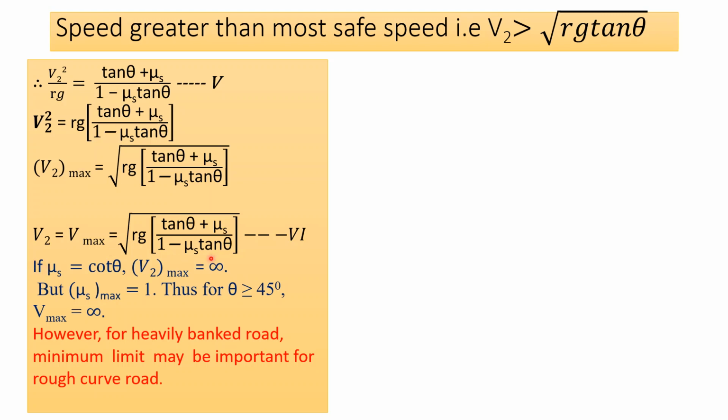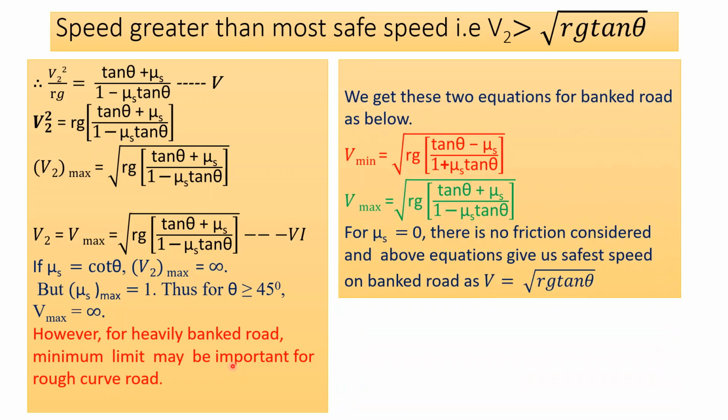Now in this equation, if the mu s value is cot theta, then the v max value is nothing but infinity, and we know that the mu s value is maximum, which comes to be 1 only. So for theta greater than or equal to 45 degrees, v max value will be infinity. However, for a heavily banked road, the minimum limit may be very important for the rough curved road.